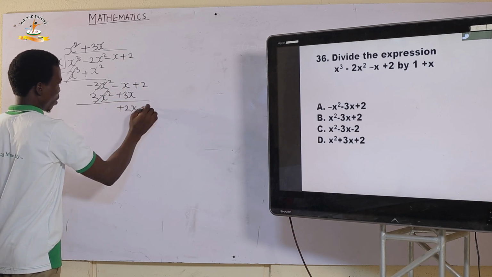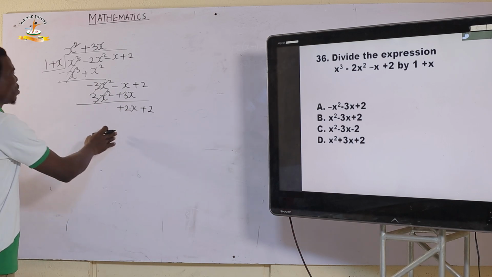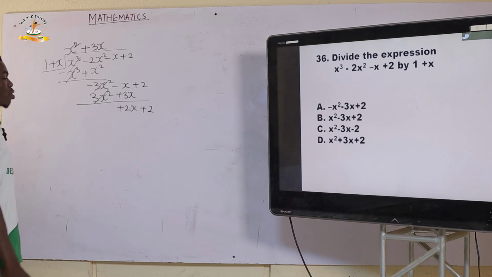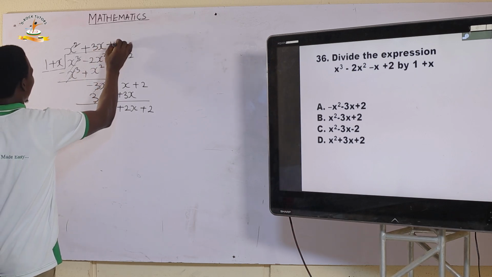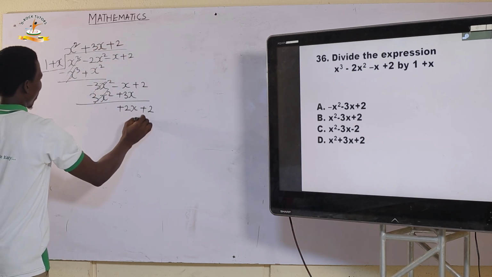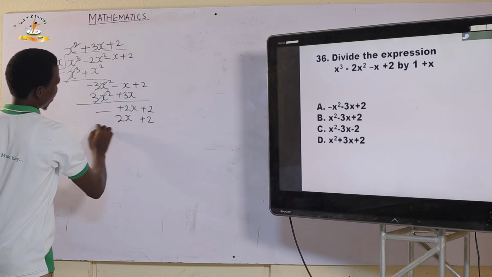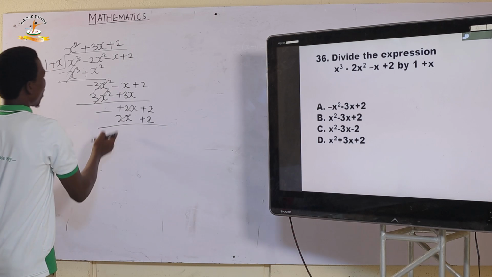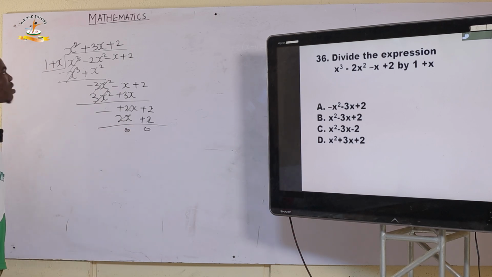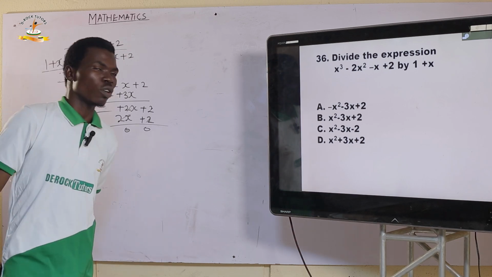Then plus, I drop this down, 2. What can we multiply with this to give us total elimination of that? And this is going to be what? This is going to be plus 2. So we say plus 2. 2 times 1 is 2. So I write it under this 2. 2 times x is what? 2x. And if I subtract this, what happens? This goes, this goes. So there is no remainder. This is going to be my what? My factor. So my answer is going to be x squared plus 3x plus 2. And that is option D.